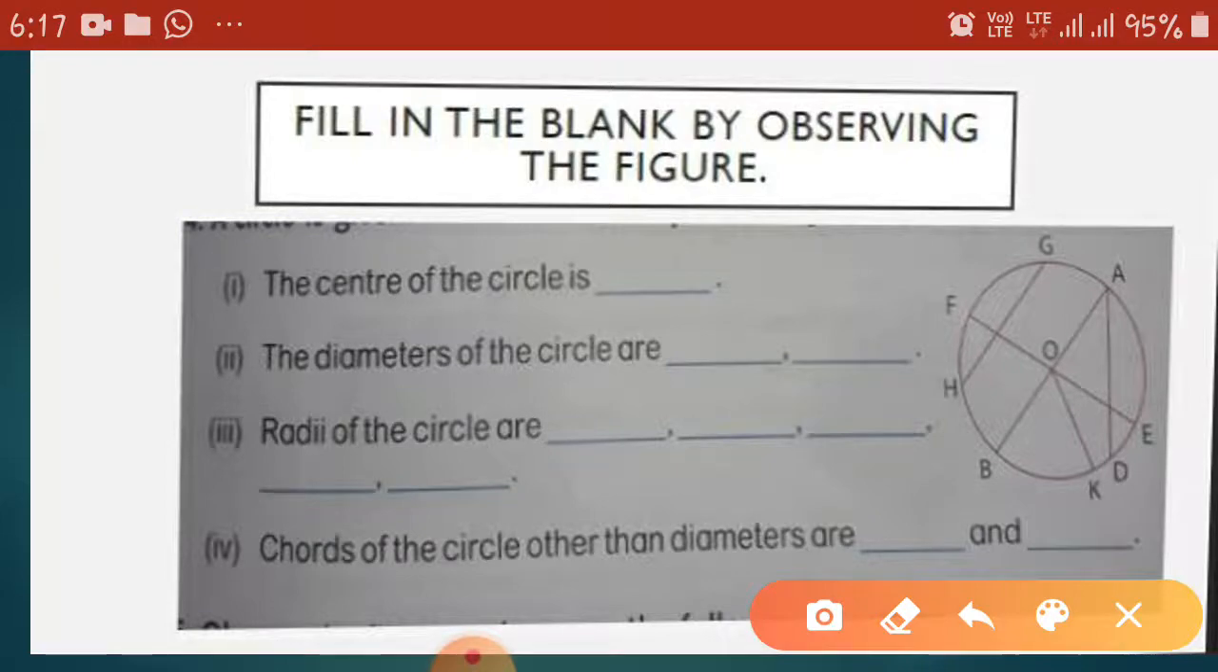The question is other than the diameter, because you very well know all the diameters are called chords. But chords are not all diameters. Every diameter is a chord.